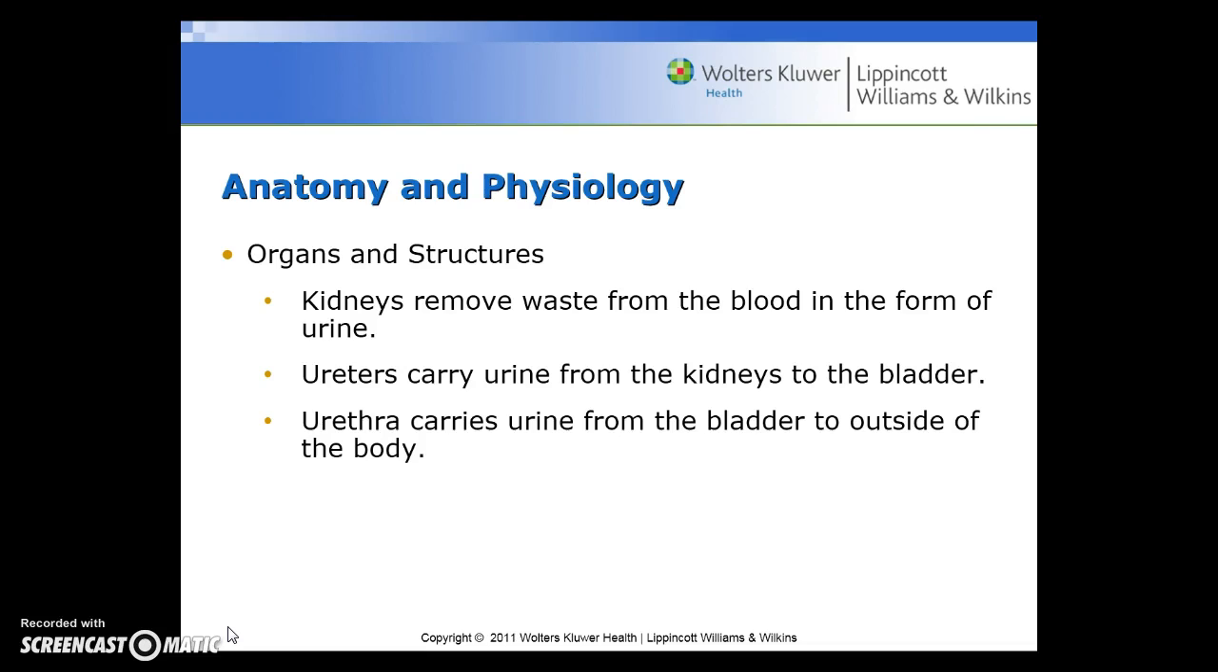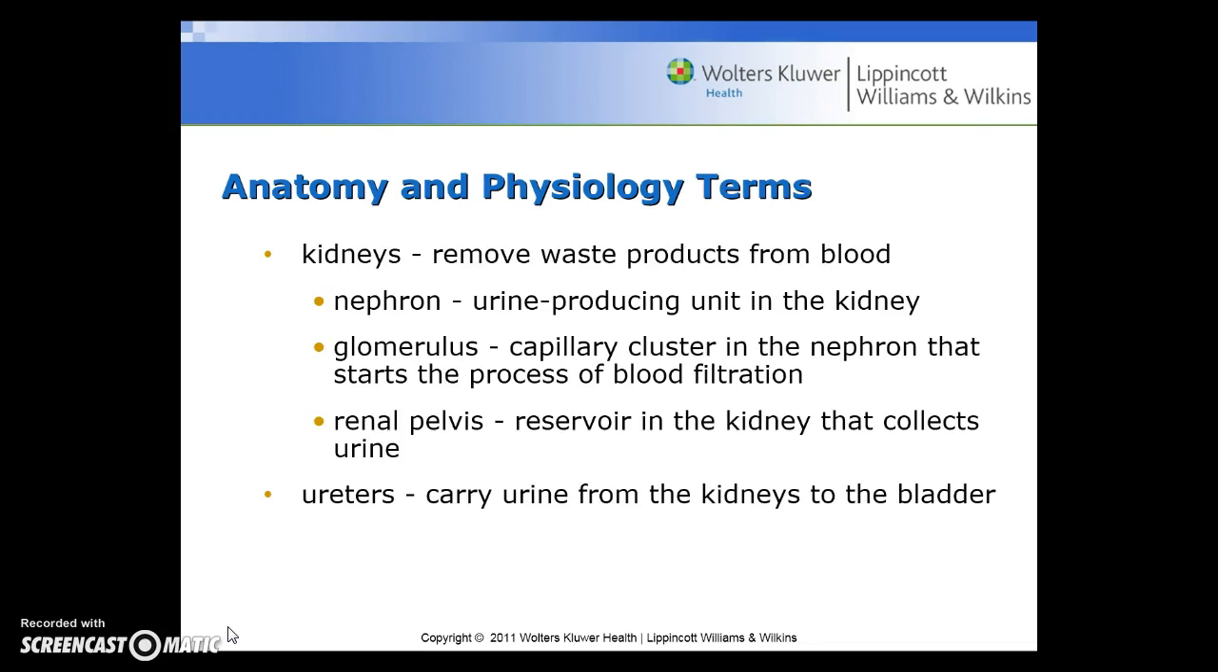The organs and structures: the kidneys remove waste from the blood in the form of urine. The ureters carry urine from the kidneys to the bladder, like we just saw, and the urethra carries urine from the bladder to the outside of the body. Again, the kidneys remove waste products from the blood.